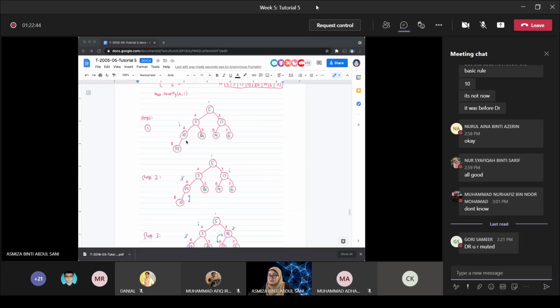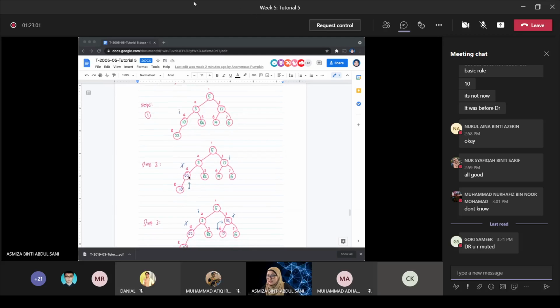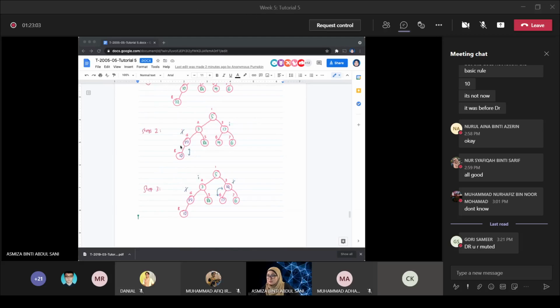Max heap is not satisfied here, so we're going to run MaxHeapify on this node. Supposedly there's a 9 here. Basically, we're going to swap 22 up and 10 is going to be down. Okay, and then we are done.